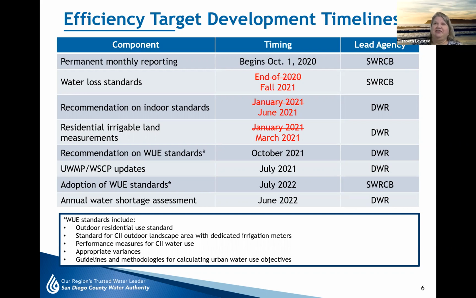They're trying to rush to get their report done, but we're hoping we can get them to hold off on actually making recommendations. And then the residential irrigated lands measurements, hopefully everyone on the call has gotten their measurements. They should have gone out by March 2021. And then the rest of the dates we kind of discussed earlier. DWR makes recommendations to the state board in October, and then the adoption of water use efficiency standards happens in July of 2022. Next slide.